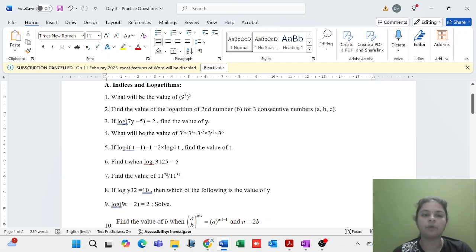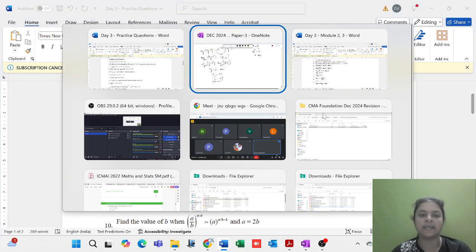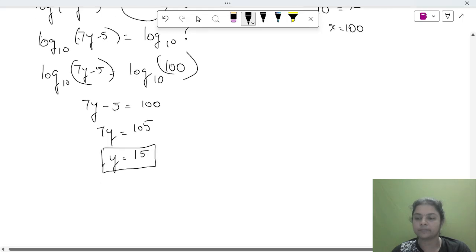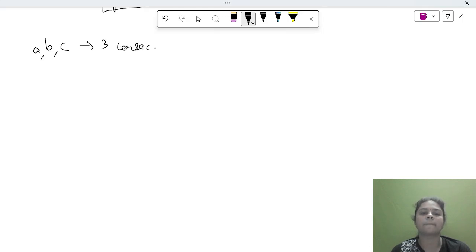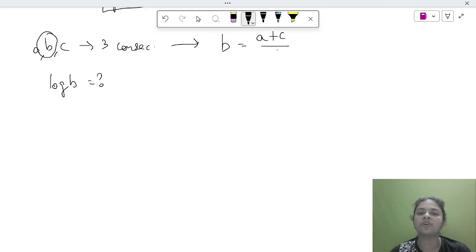Let's try question number 2 now. Find the value of log of the second number b for 3 consecutive numbers a, b, c. The numbers are a, b, c, which are 3 consecutive numbers. Find the value of log of the second number b. So they are asking what is log b. Now when 3 numbers are consecutive, we can always write the middle number as the average of the first and the last number. Correct?